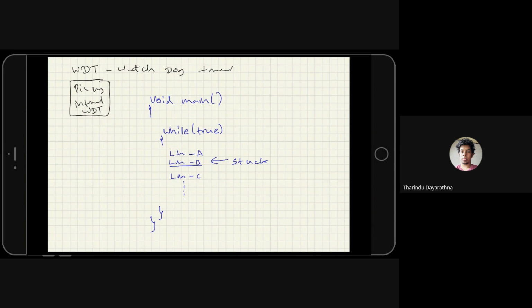So this is the internal watchdog timer. The way it happens is like this. At every loop, you have to restart the watchdog timer.